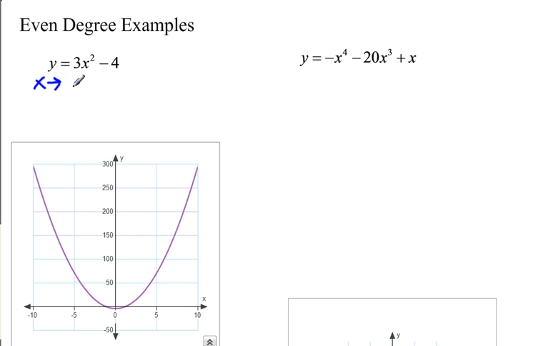So let's take x as it approaches infinity. So we're going along the x-axis, and as x gets bigger and bigger, we can see that our y value also gets bigger, and we'll see that f of x also approaches infinity.